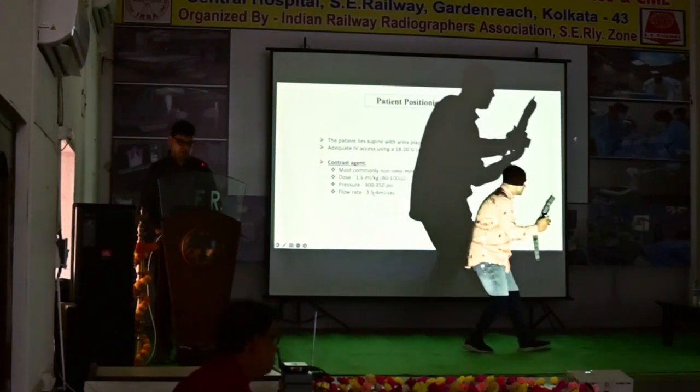The patient positioning. The patient basically lies supine with the arms placed up and the arm is kept away from the lung field. Adequate IV access using an 18 to 20 gauge cannula is done. Contrast agent, this I have discussed in the previous slide, that is we use iohexol, and the dose and pressure are as follows.